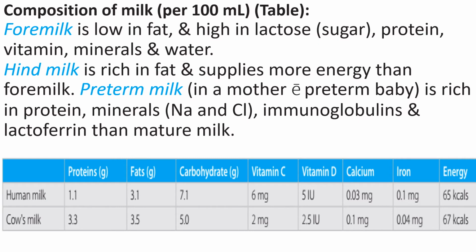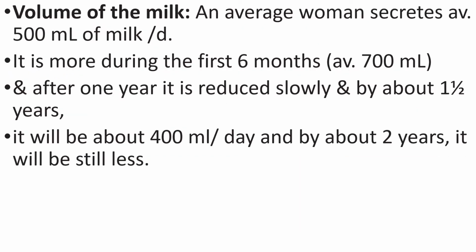Volume of the milk. An average woman secretes about 500 milliliters of milk per day. It is more during the first 6 months, averaging 700, and after 1 year it is reduced slowly, and by about 1.5 years it will be only about 400 milliliters per day, and by about 2 years it will be still less.